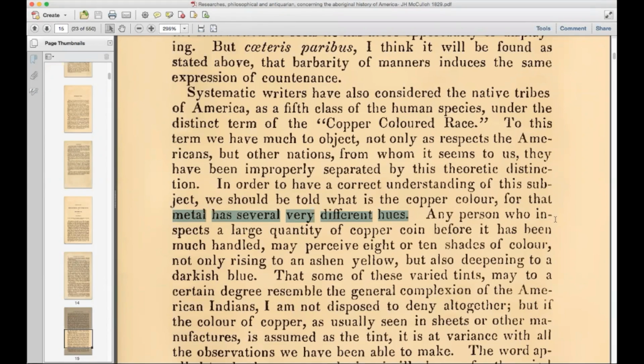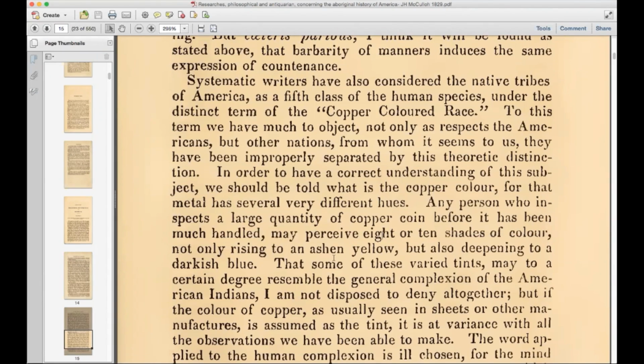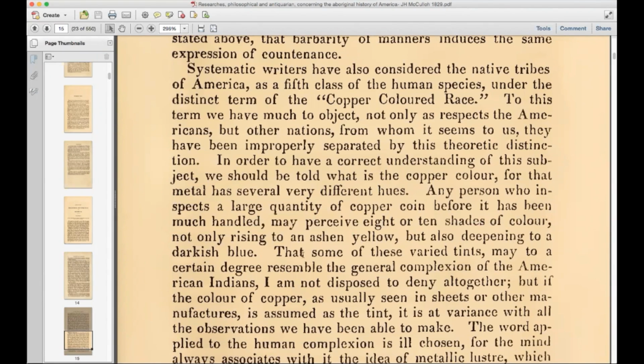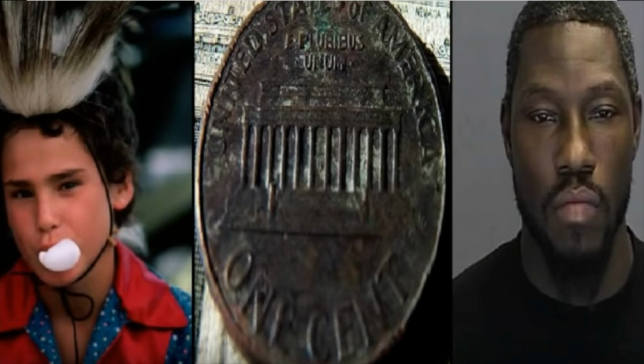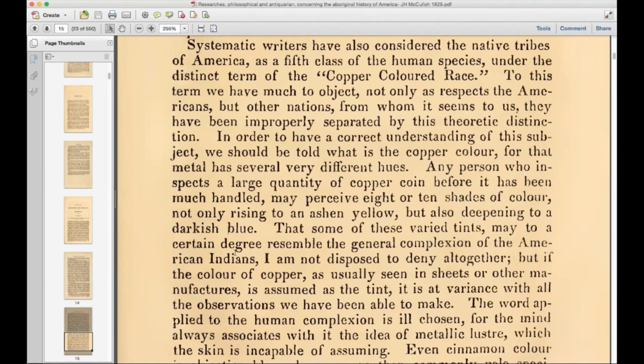Any person who inspects a large quantity of copper coin before it has been much handled may perceive 8 or 10 shades of color. All right, so it makes sense that they will call us the copper-colored races because we were many shades, not only rising to an ashen yellow, but also deepening to a darkish blue, very dark, up to the darkest hues. All right, that some of these varied tints may to a certain degree resemble the general complexion of the American Indian, I am not disposed to deny altogether.